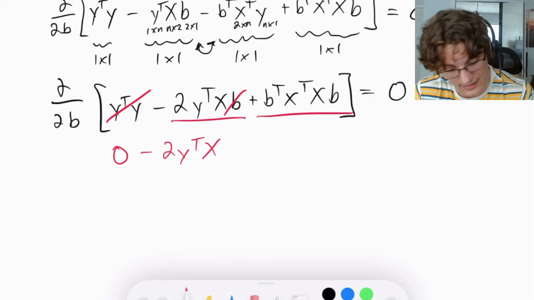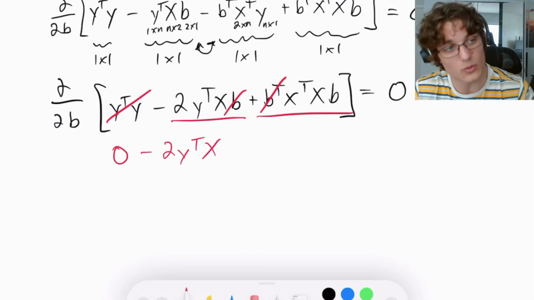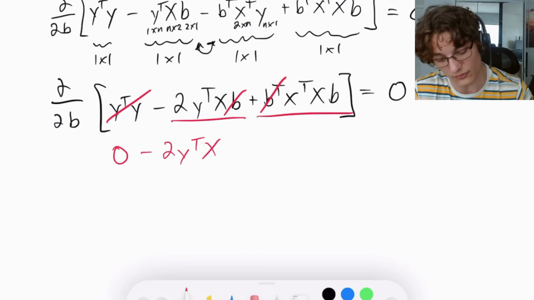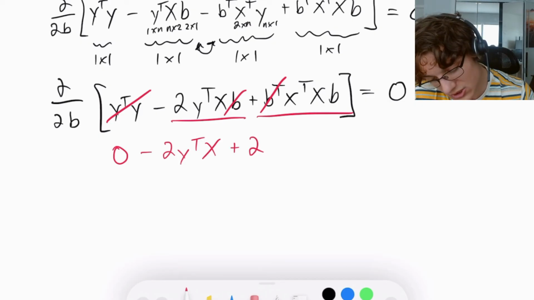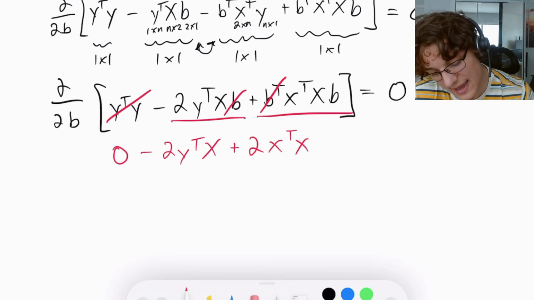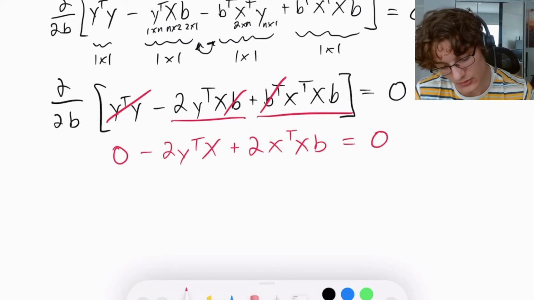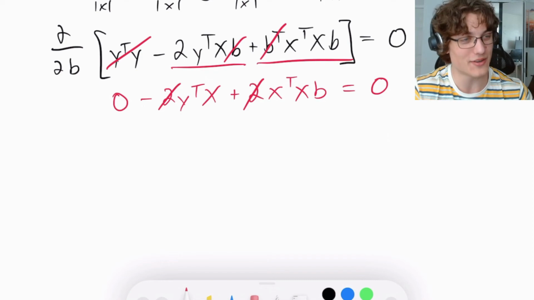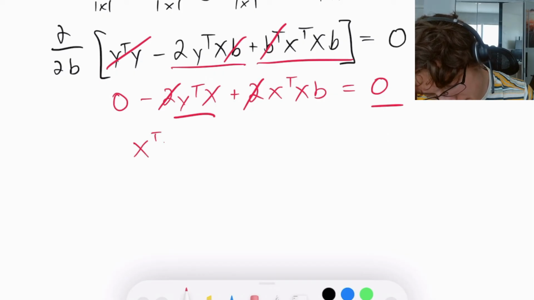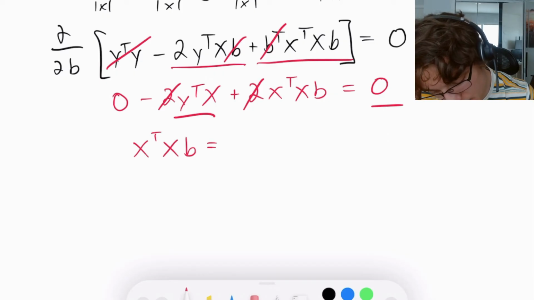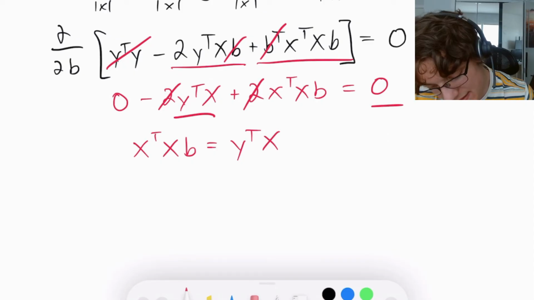Thus, we can go ahead and get rid of b transpose, and then we're going to take that 2, put it out in front, just like we would if it was x squared, and we would have plus 2 x transpose x b. And of course, this is all equal to 0. Almost done here. Now we're going to add y transpose x to both sides, and we will get x transpose x b is equal to y transpose x.